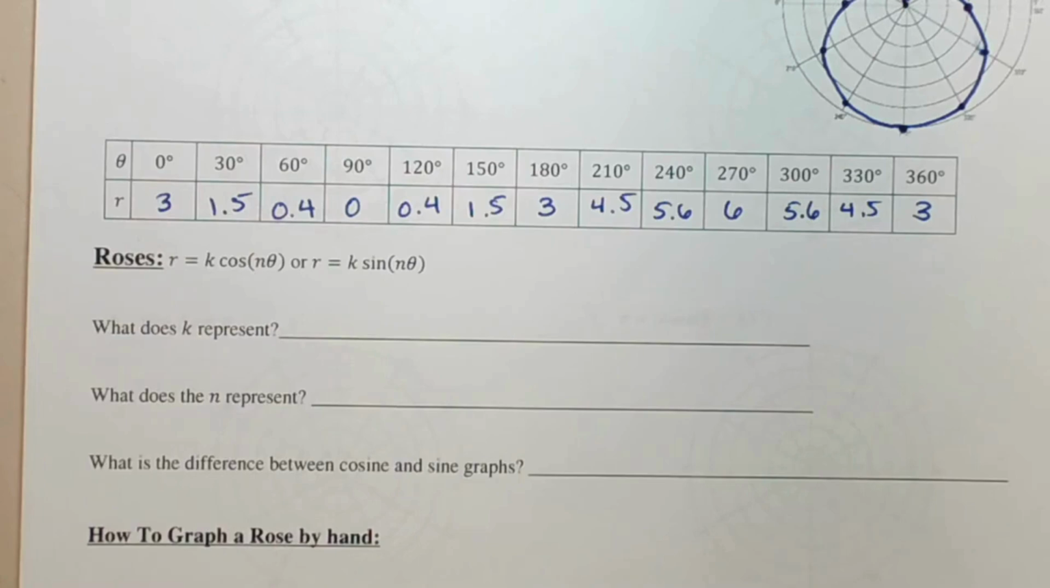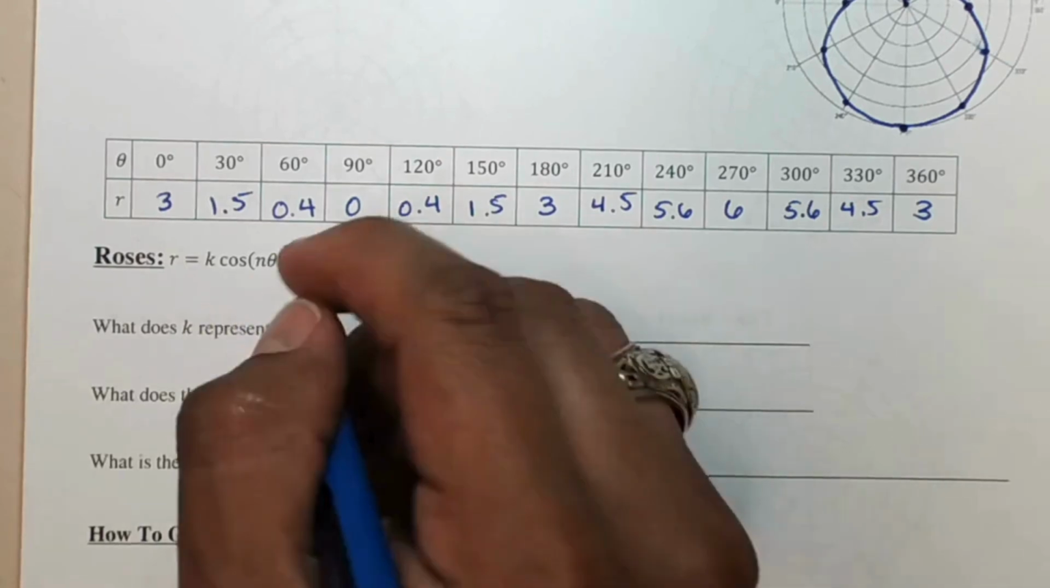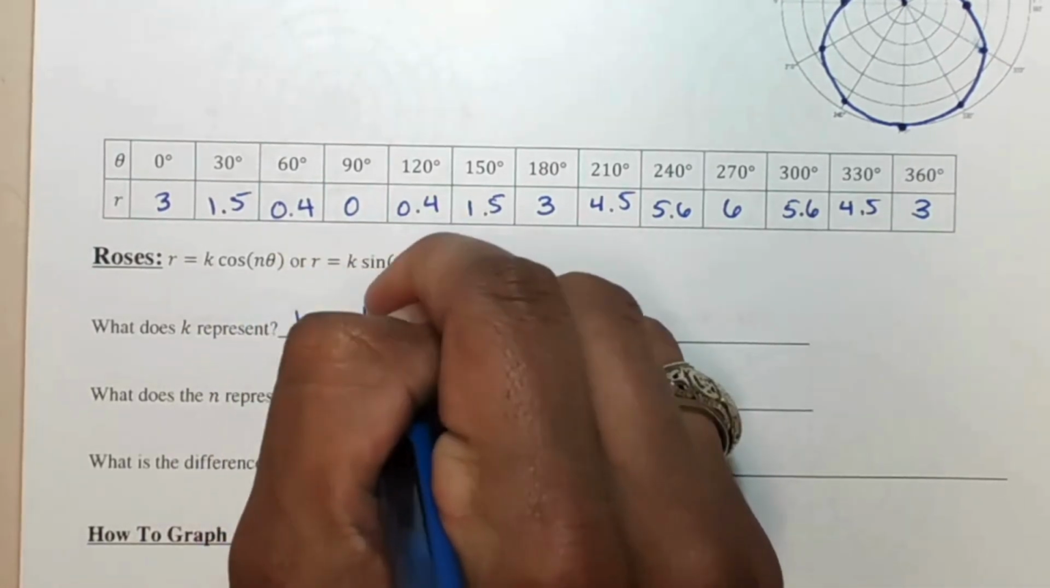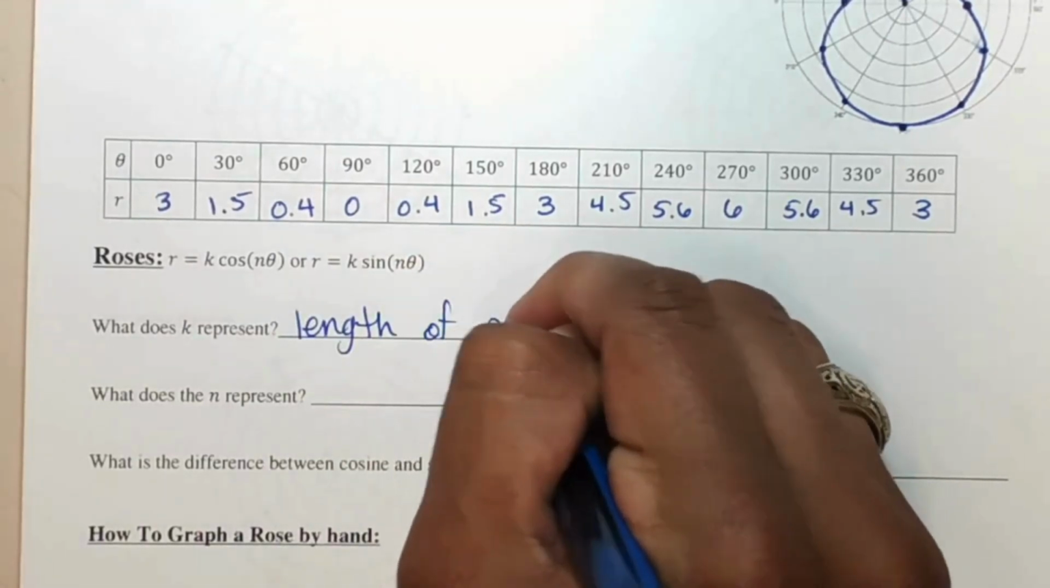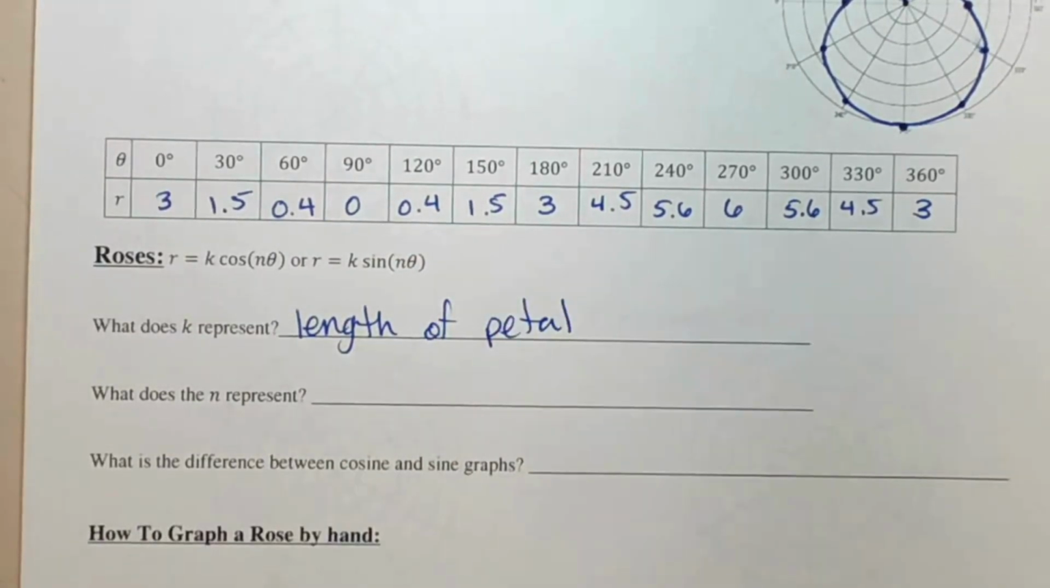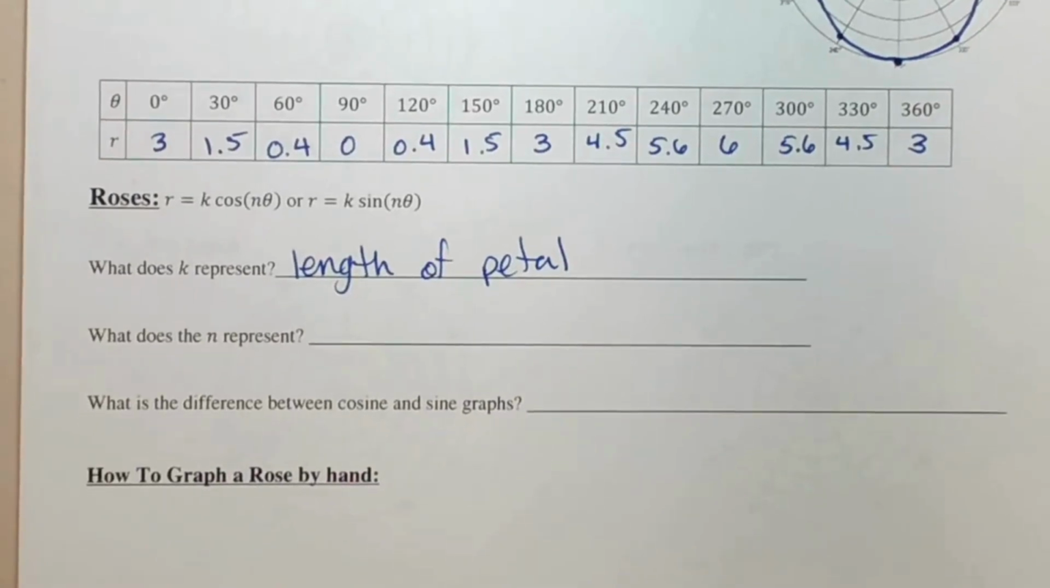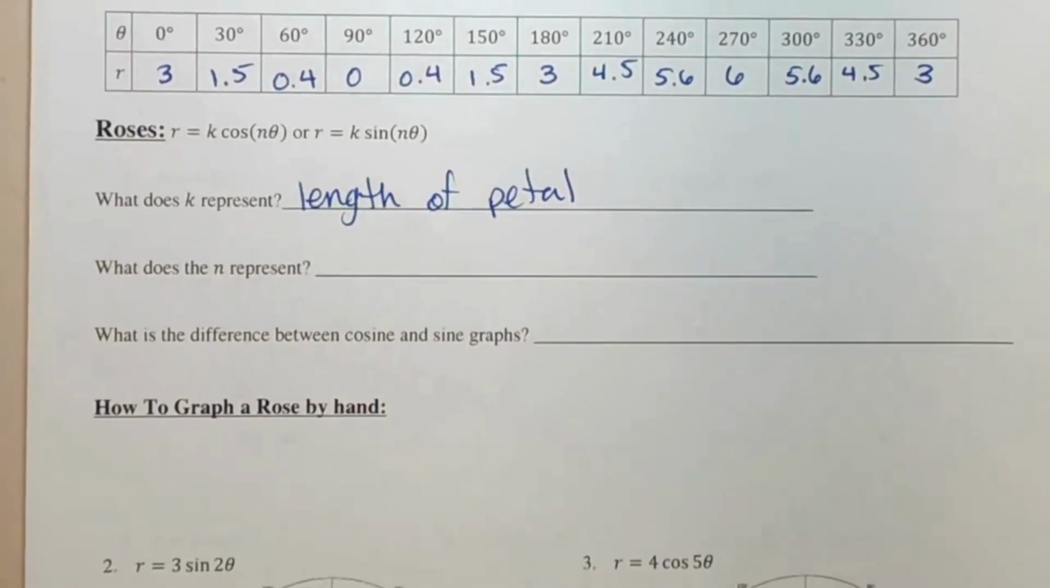So look at these two equations. These are both going to be equations that give us roses. This k, this constant that's in front of sine and cosine, does the same thing. It's going to change the length of our petal. So again, these roses are actually going to have petals, and they might look more like a different kind of flower, but it's the length of the petal, and you'll see kind of what those do.